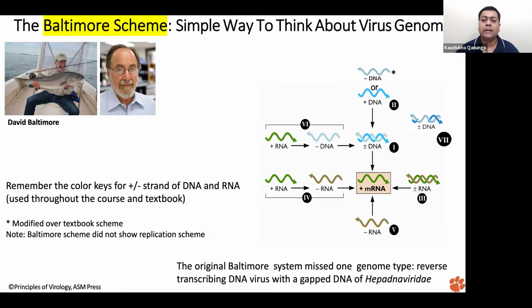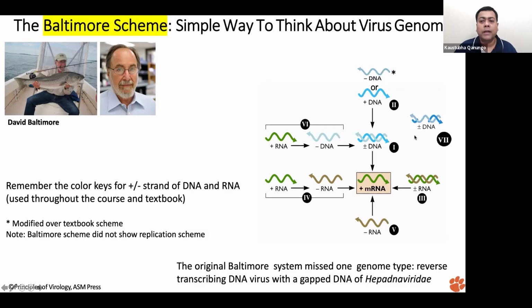So what he did was put the mRNA at the very middle of this scheme, because remember that all viral genomes need to make the mRNA. And then he put all the other viruses around that and wrote the scheme of how these viral genomes can reach the mRNA. So you can easily see here the plus RNA, we talked about that. The plus RNA needs to make the minus RNA. On top of that minus RNA, you make the plus RNA.